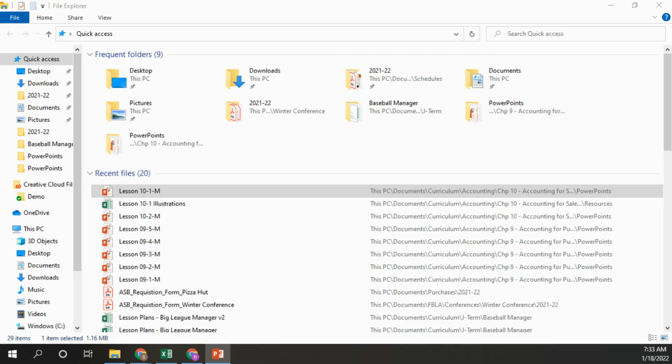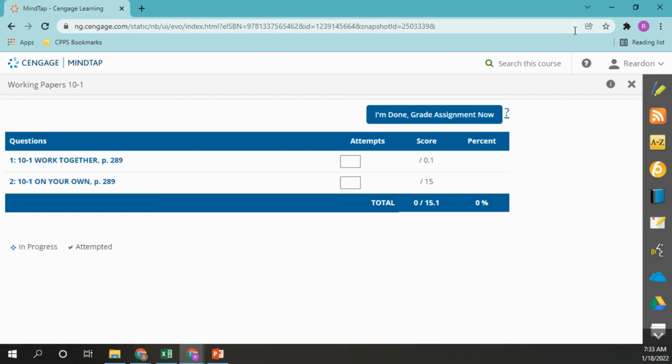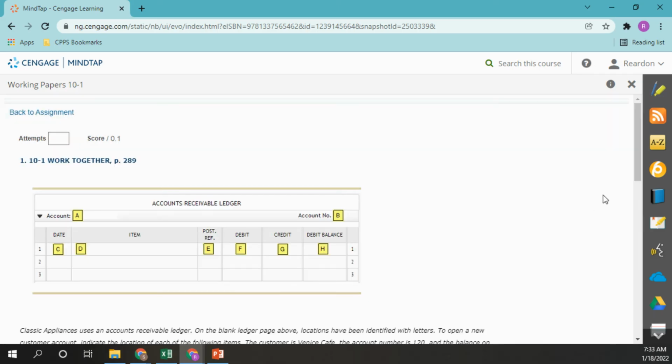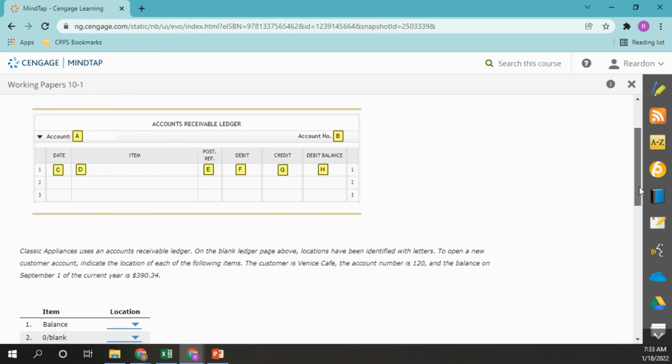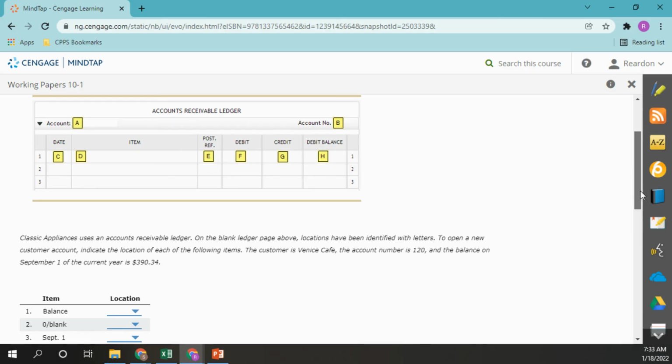All right, so let's go to MindTap. I am in lesson 10.1 here. And here we go. I have to have my calculator ready. First of all, Classic Appliances using an Accounts Receivable Ledger. On the blank ledger page above, locations have been identified with letters. To open a new customer account, indicate the location of each of the following items. The customer's Venice Cafe. The account number is 120. The balance on September 1 of the current year is $390.34.